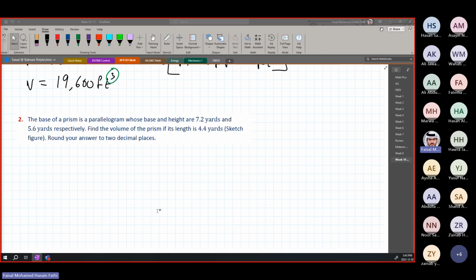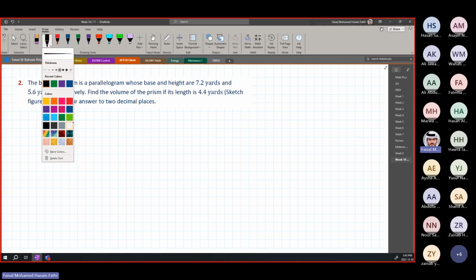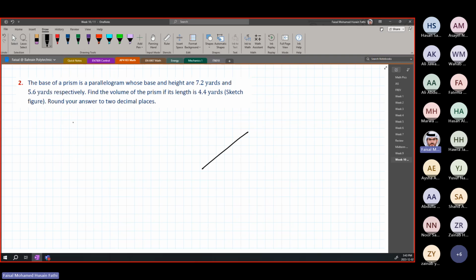Moving on, the base of a prism, question 2. The base of a prism is a parallelogram. Again, see that the first step I will do is sketch this parallelogram. I know it's going to look a little weird, but it's going to look something like this because it's a parallelogram.